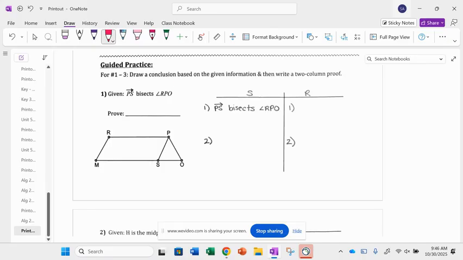So in this scenario, Sebastian, what are we bisecting? No, what is that symbol right here? What are we bisecting? An angle. So if you bisect an angle, you should get angles. If you bisect a segment, what should you get? Segment. So whatever you're bisecting, you should get the same of that. So since we're bisecting an angle, we should get angles. Let's see which angles. So which angle are we bisecting? We are bisecting angle RPO.